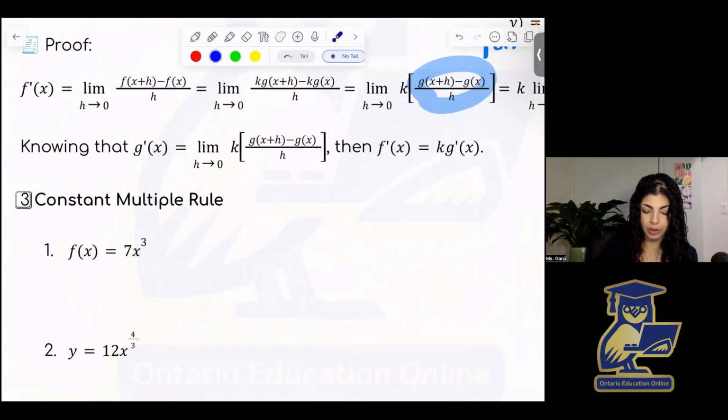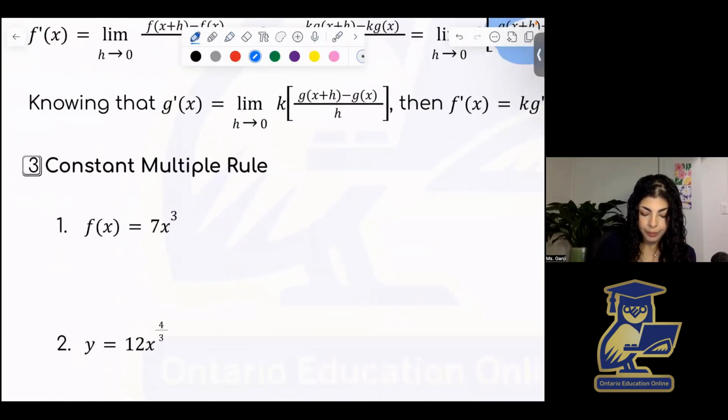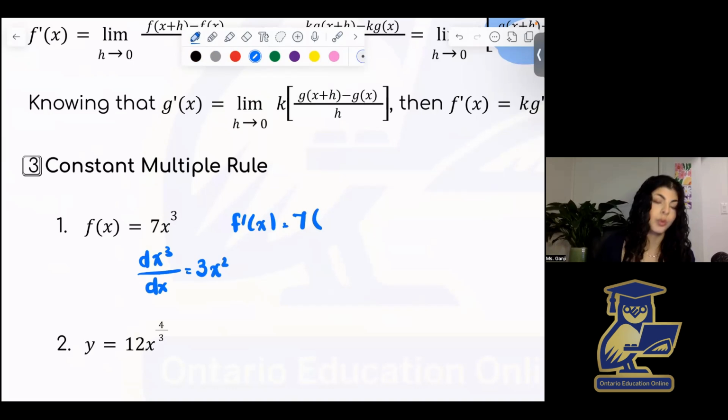Now let's see what that would look like here. I would write f prime of x here. And this is just, so I'm going to leave my 7 there, and I'm going to take the derivative of d x cubed by dx, which by power rule is 3x squared. And this is just 3x squared, which becomes 21x squared.